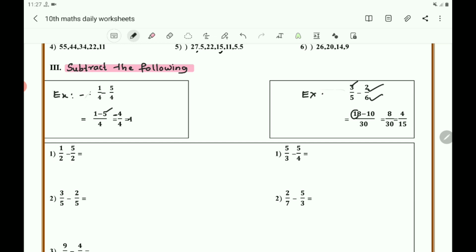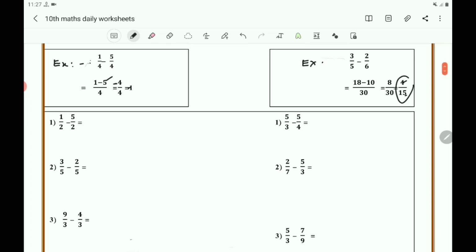Next, 6 fives are 30. 2 fives are 10. Then 18 minus 10 is 8, so 8 by 30. Then you can simplify it. You know that 8 and 30 are in the table of 2, so 2 fours are 8 and 2 fifteens are 30. You got the answer 4 by 15.